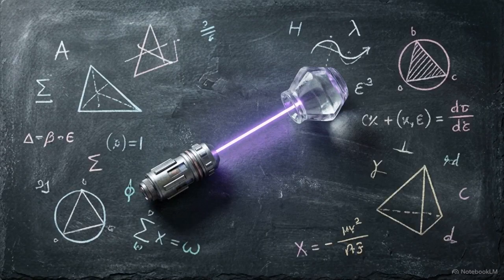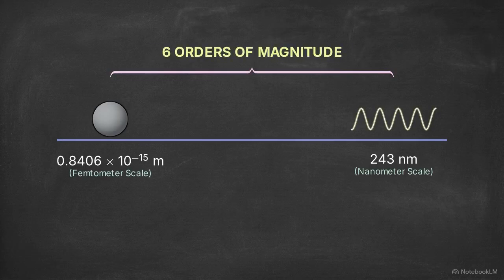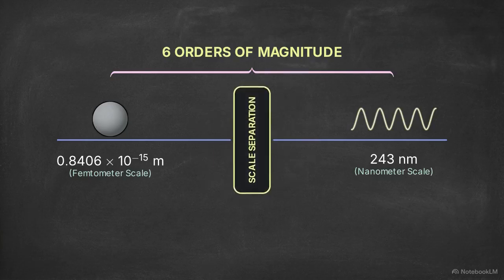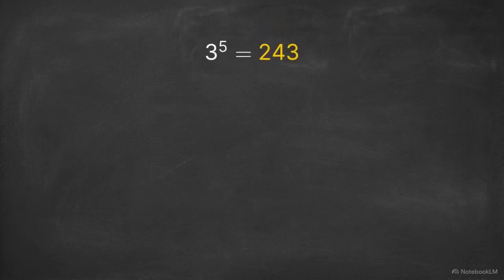In the experiment, atoms are prepared in the metastable 2s state using a 243 nanometer laser. There is a 6 order of magnitude difference between this 243 nanometer scale and the subnuclear femtometer scale. They are dimensionally distinct. The 243 nanometer value serves as a spectral addressing scale for state preparation, not a direct measure of proton size. However, the number 243 corresponds to 3 to the 5th power.